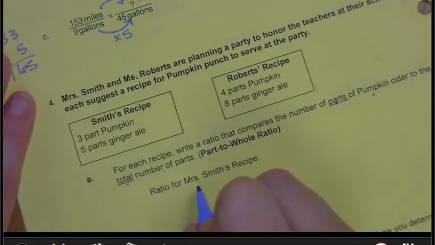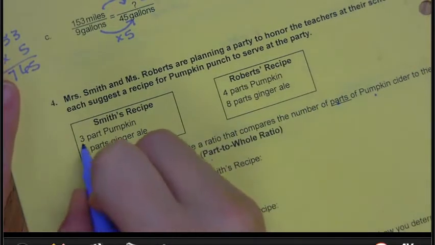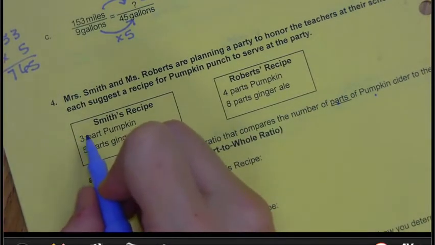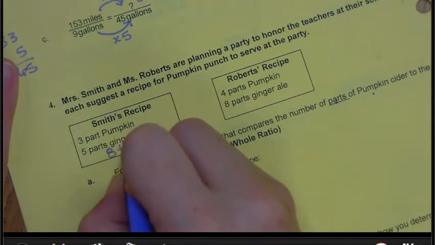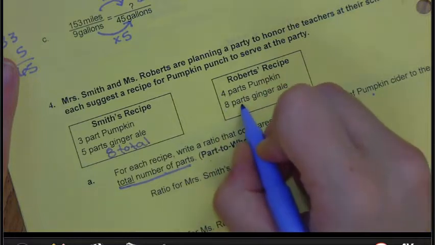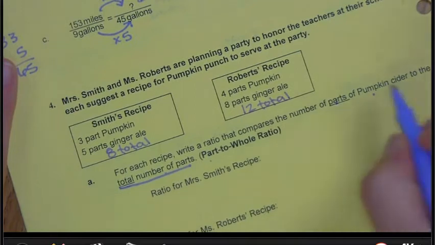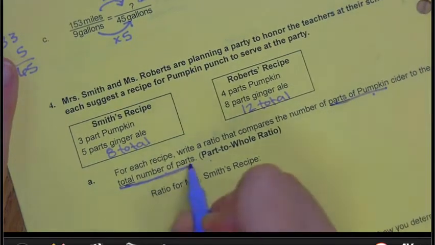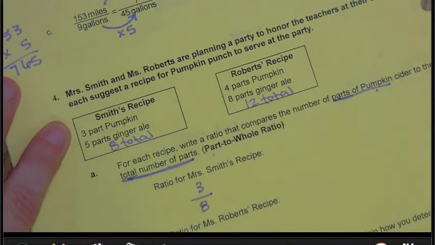All right, so for Miss Smith, I need to find out the total parts. Well, 5 plus 3 is 8 total. Miss Roberts has 5 plus 8, that's 13 total. And now I can write my ratio. So I want to know the parts of pumpkin over the total. Well, I have 3 over 8, and that's for Ms. Smith.